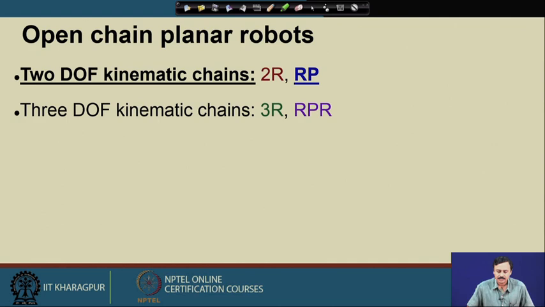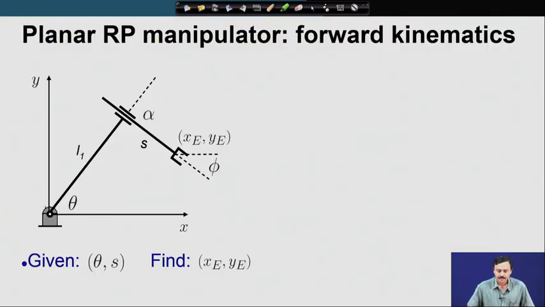So, the inputs are the actuator displacements and the outputs are the end effector position and orientation. We have looked at 2 degree of freedom kinematic chains with a 2R manipulator example. In today's lecture, we are going to look at an RP manipulator, which also has 2 degrees of freedom, and subsequently we will look at 3 degree of freedom kinematic chains. This is a schematic representation of an RP manipulator. Here is the forward kinematics problem.